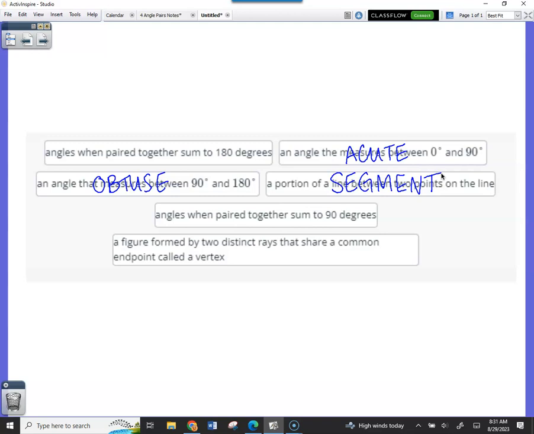A figure formed by two rays that share a common endpoint called a vertex. Everyone should know this. Two rays with a common endpoint called a vertex. What's this called? What's it called, y'all? It's an angle. Thank you. It's an angle.